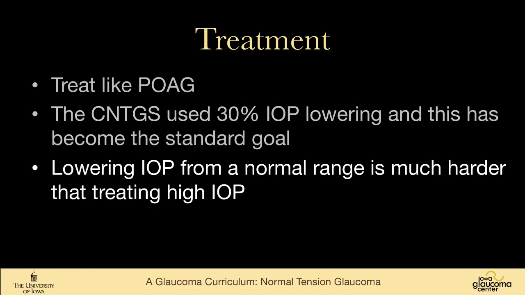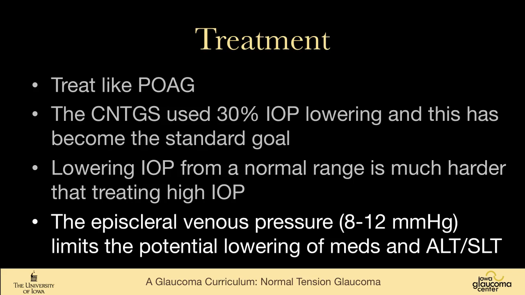Remember that lowering pressure from a normal range is much harder than treating a high pressure. I always use the analogy with the patients that it's like trying to have someone who's already slender lose 20 pounds. The body just doesn't like to go certain places. And so treating normal tension glaucoma to me can be quite difficult.